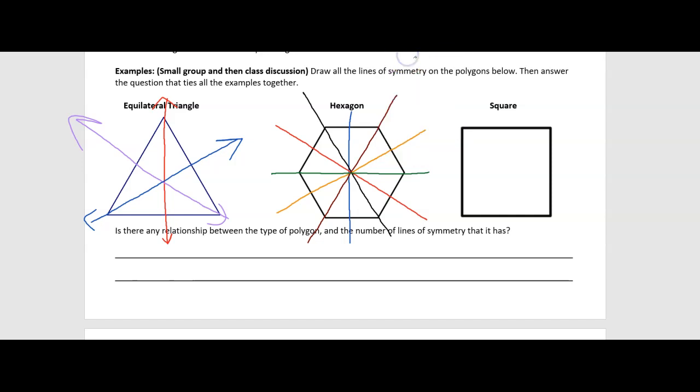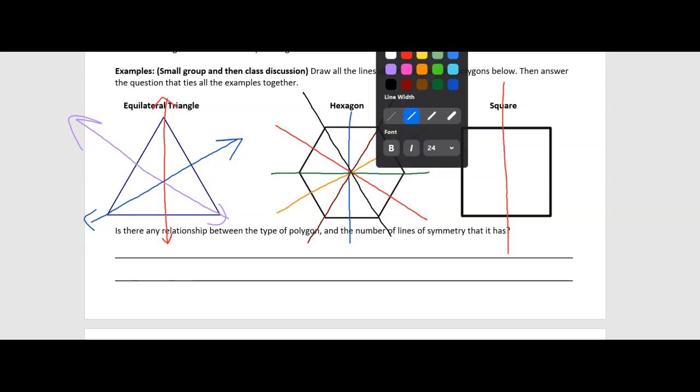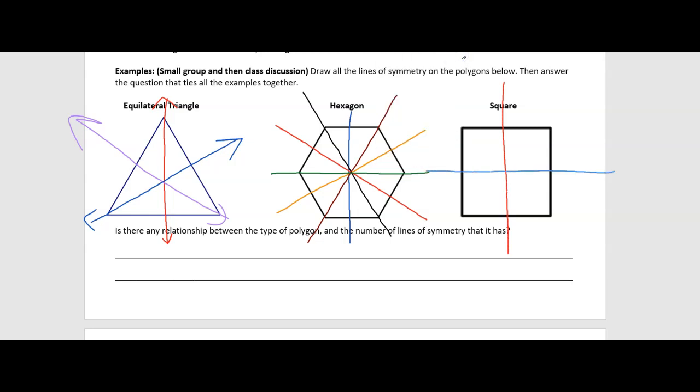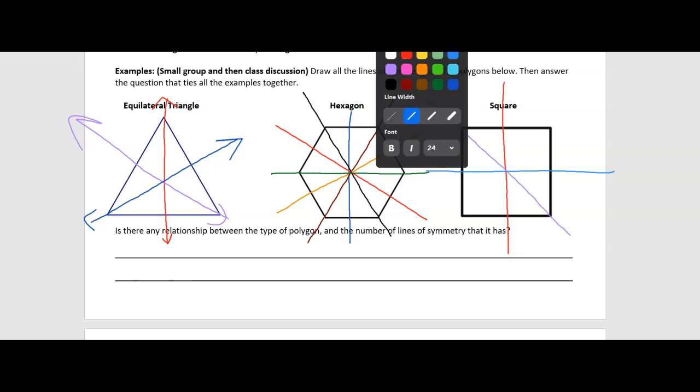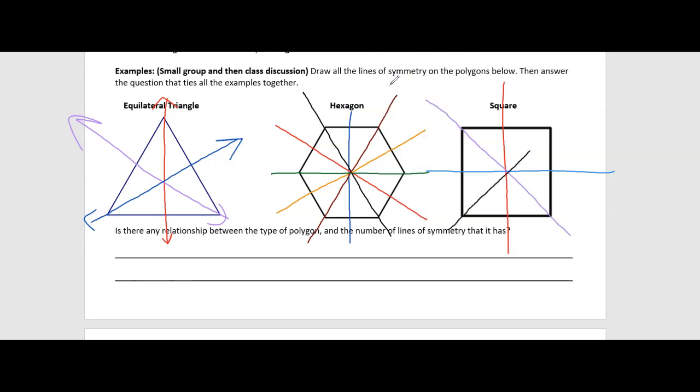For the square, we have 1, 2, 3, and 4. So 4 for the square. So 3, 6, and 4.